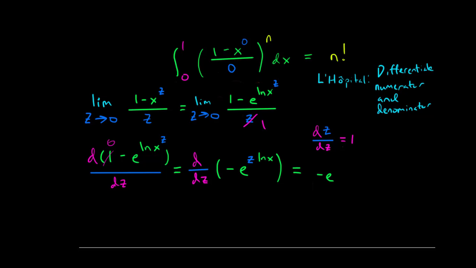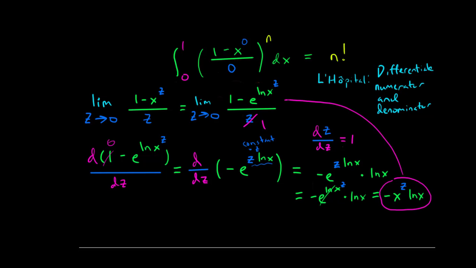And now we have to apply the chain rule to do this derivative. So we get negative e to the z log x times log x. Remember here that z log x is just going to be treated as z times a constant. So when we differentiate with respect to z, the constant is the only part that survives there. So we get negative e to the log x to the z, I'm just bringing that z up into the exponent, times log x. And then, of course, e to the x and log x are inverses of each other. So we just get negative x to the z times log x.